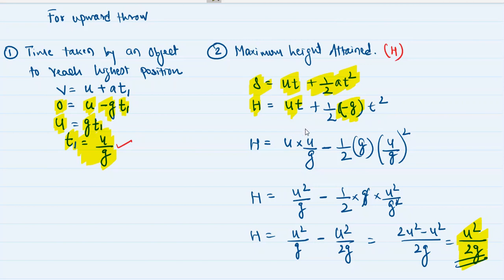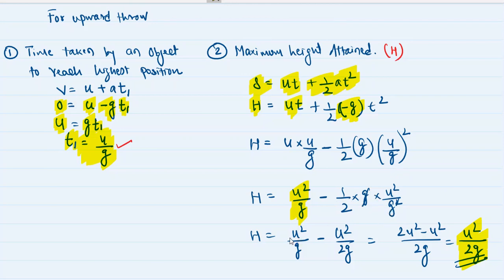Now, what I did over here is very interesting. In the place of t, which is the time taken by this body to reach the maximum height, that is u by g, I substituted u by g because that is the time taken by the object to reach the highest position. So h is equal to u square by g, correct? Minus, this minus sign comes in front, so minus half g multiplied by t square, and t is u by g the whole square, right? So minus half multiplied by g multiplied by u square by g square. g and g square will cut, so we'll get u square by 2g.